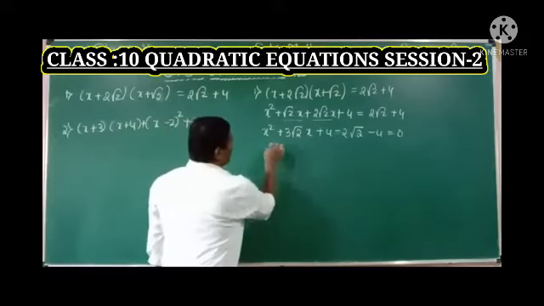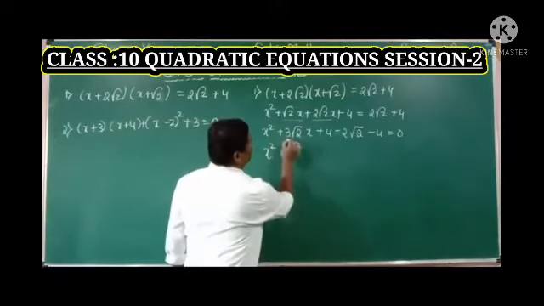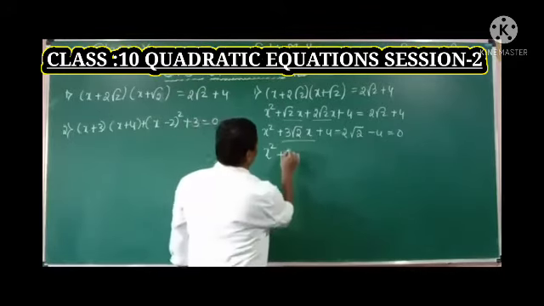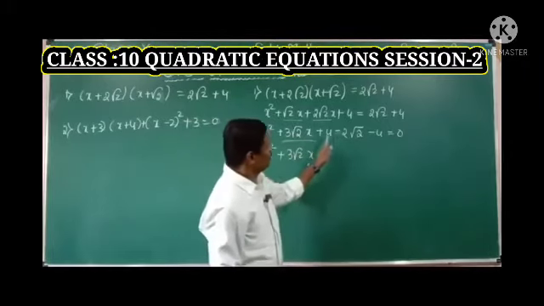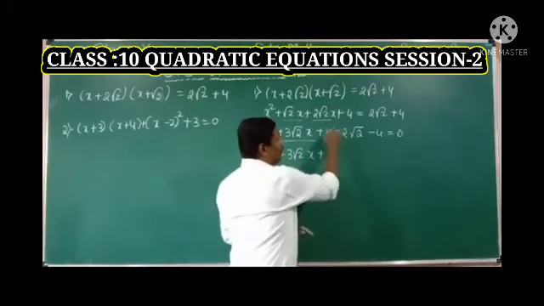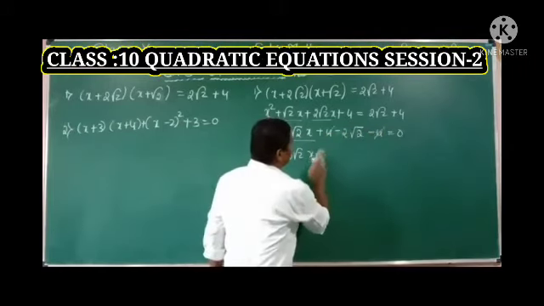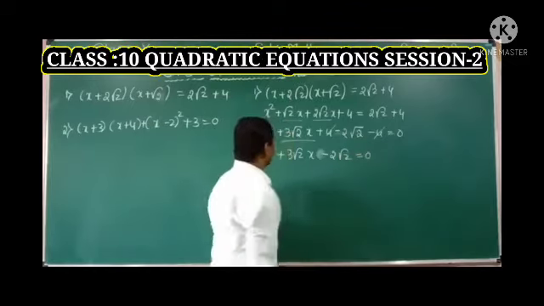So x square, 3 root 2x constant terms are: plus 4 and minus 4 get cancelled. The remaining is minus 2 root 2 which is equal to 0.